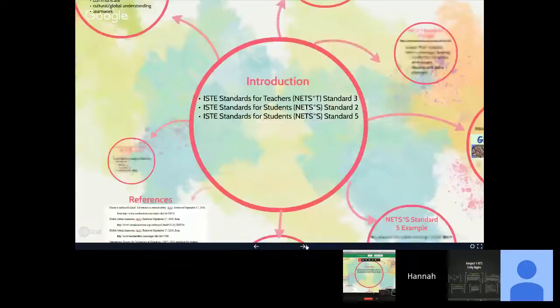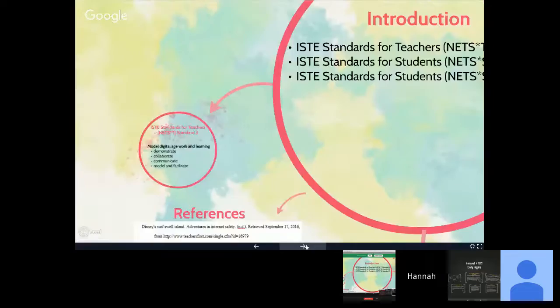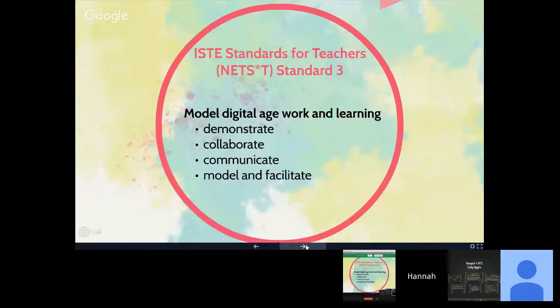Okay. Hi, everyone. My name is Hannah Wood, and I will be discussing several national technology standards. The standards I will be discussing are Teacher Standard 3, Student Standard 2, and Student Standard 5.